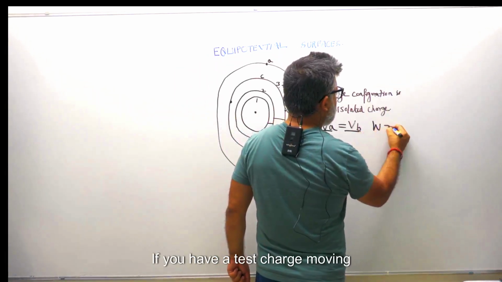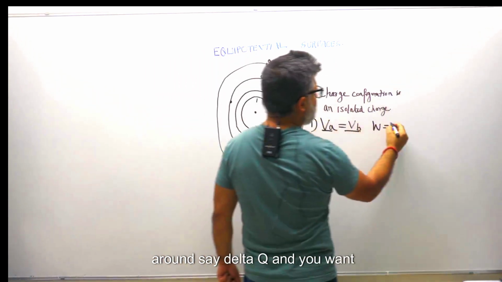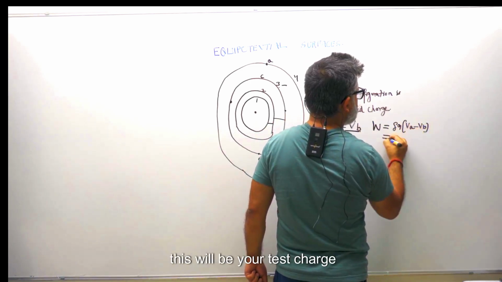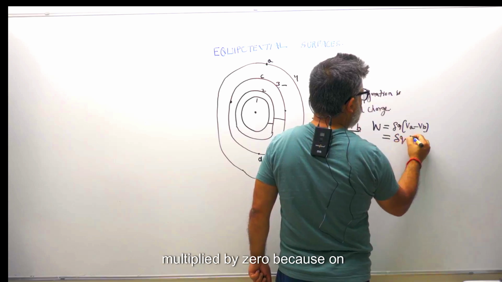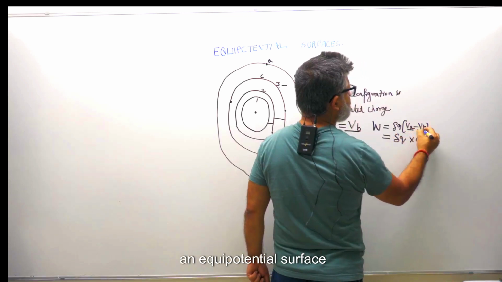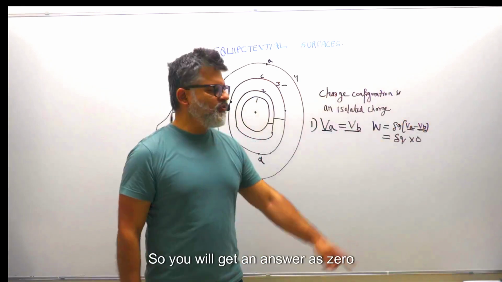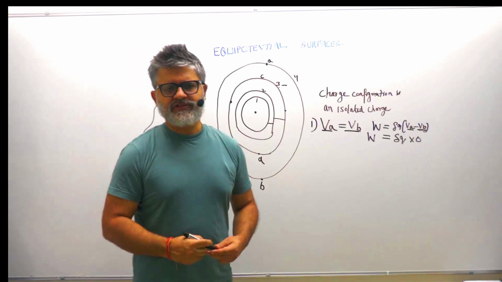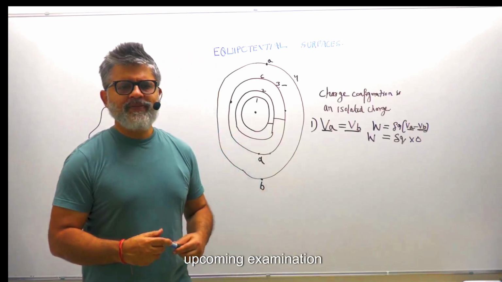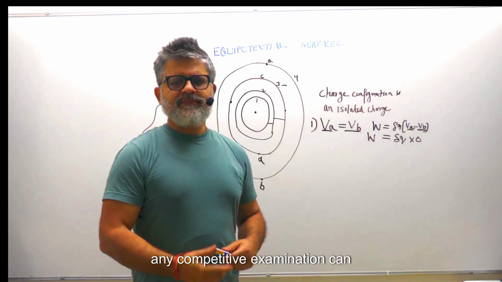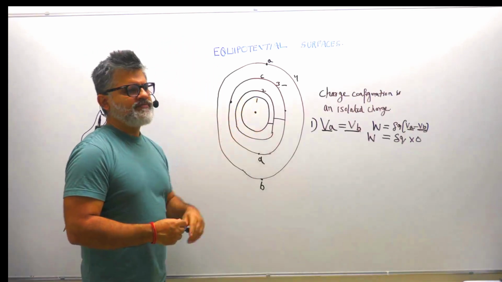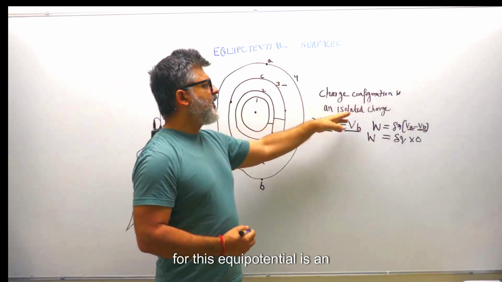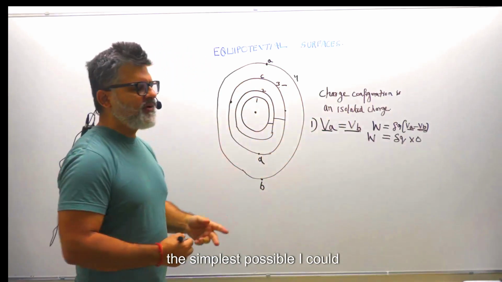So the work done, if you have a test charge, say delta Q, moving around, you write delta Q multiplied by VB minus VA. This will be your test charge multiplied by 0, because on an equipotential surface the potential is the same. So you will get an answer of 0. So work done is 0 on an equipotential surface. Very important question for your upcoming examination, whether you're preparing for any competitive examination, it can be a 1 marker. Remember the charge configuration for this equipotential surface is an isolated charge, the simplest possible I could think of.